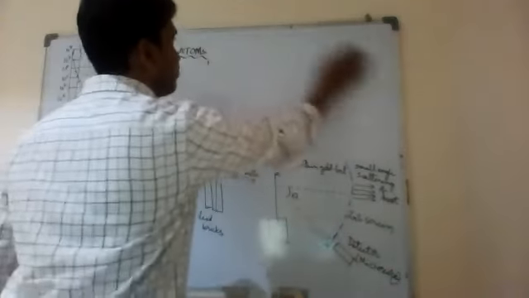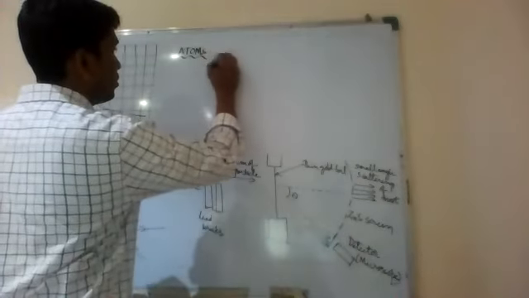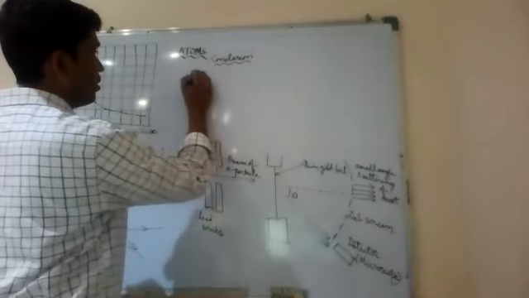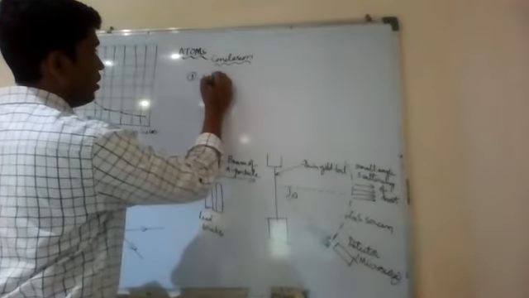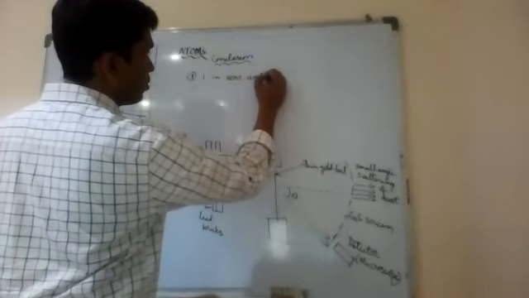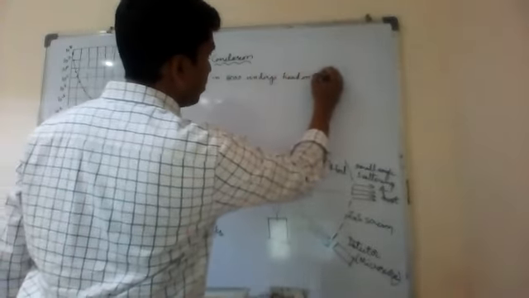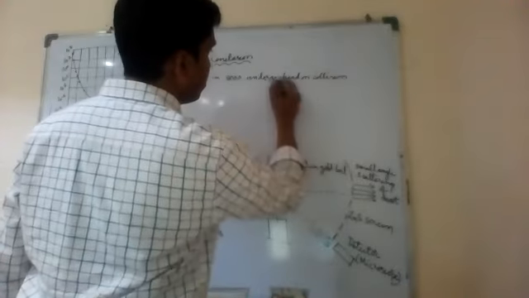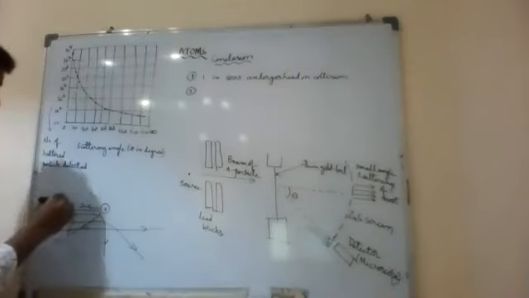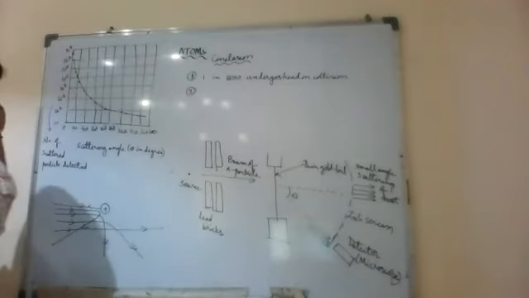So, the conclusions of this alpha scattering experiment. Number one, 1 in 8,000 or 1 in 10,000 undergoes head-on collision. Number one. Second one: some books say 10,000 also, not a problem.